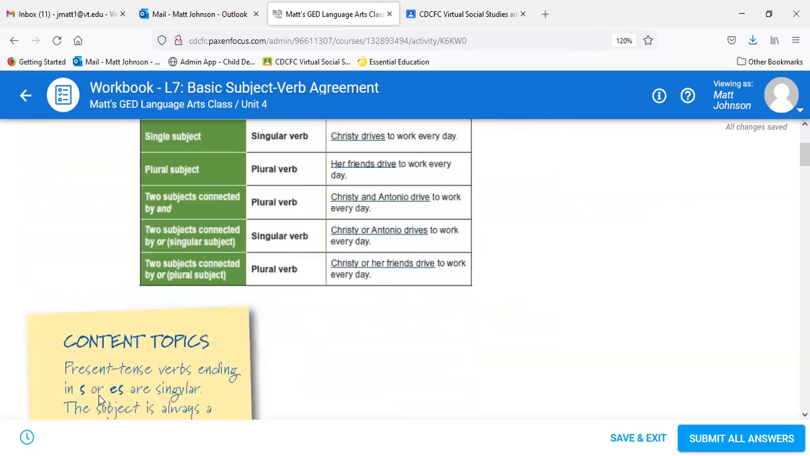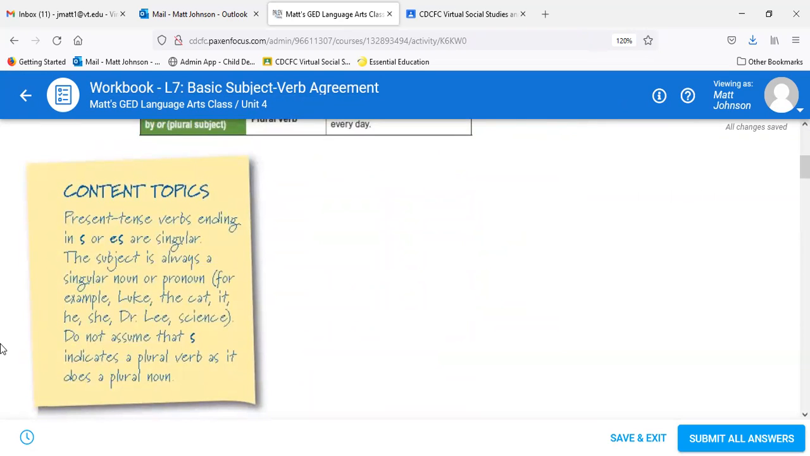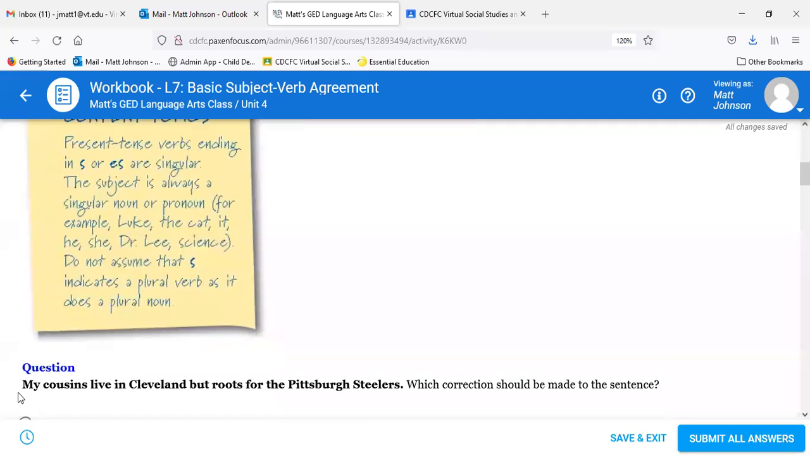All right, and into our workbook. So here we go. What does it say here? Present tense verbs ending in S or ES are singular, right? That's what I was talking about, why it's a little weird, because it kind of flips the rule from nouns. The subject is always a singular noun or pronoun. For example, Luke, the cat, it, he, she, Dr. Lee, science. Do not assume that S indicates a plural verb as it does a plural noun, right? And we talked about that too with those irregular nouns where you don't have an S at the end, woman or women, men, children, things like that, that's still going to have a plural verb.